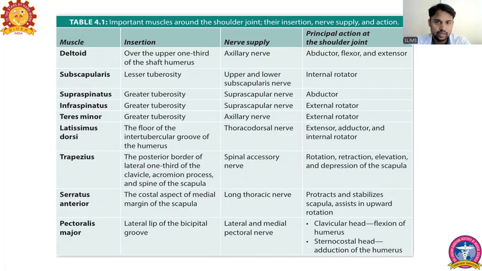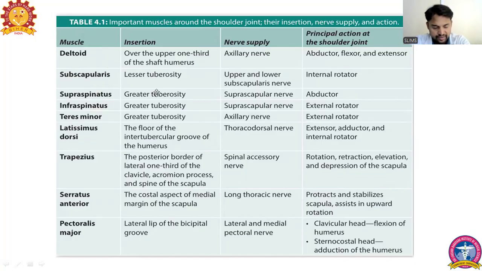What are the cords? What are the divisions? What are the nerves arising from the roots? The nerve arising from the roots is the long thoracic nerve. The nerves arising from the trunk are the suprascapular nerve and the nerve to subclavius. So, as I told, the action of supraspinatus is abduction, but it is the initial abduction, 0 to 15 degrees of abduction. And the action of infraspinatus and teres minor is external rotation.